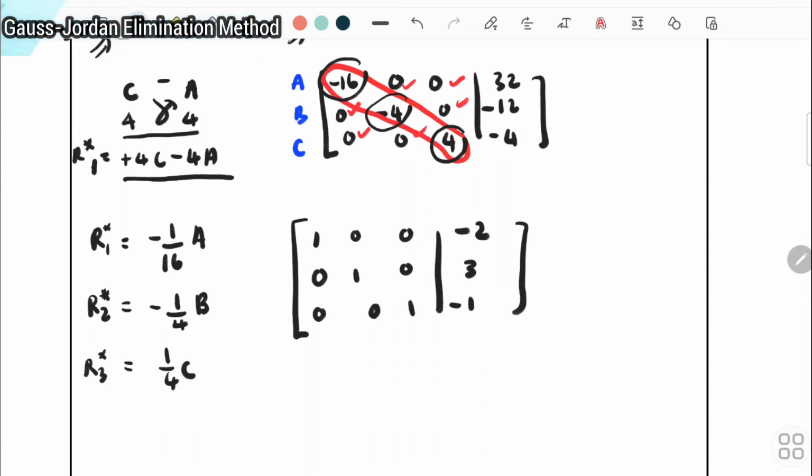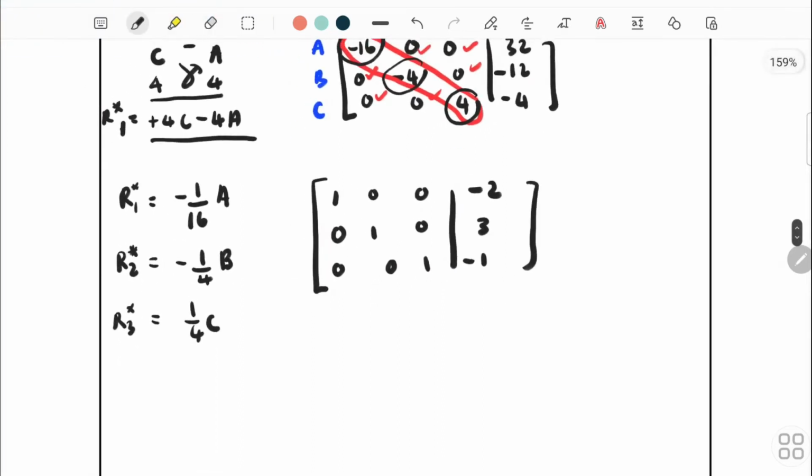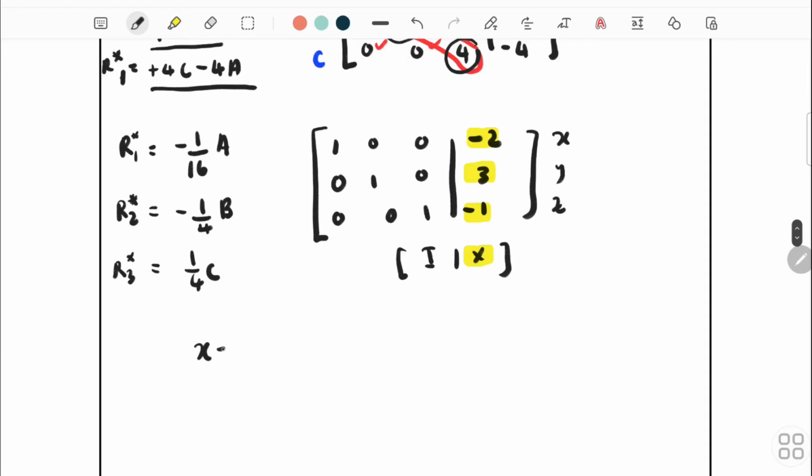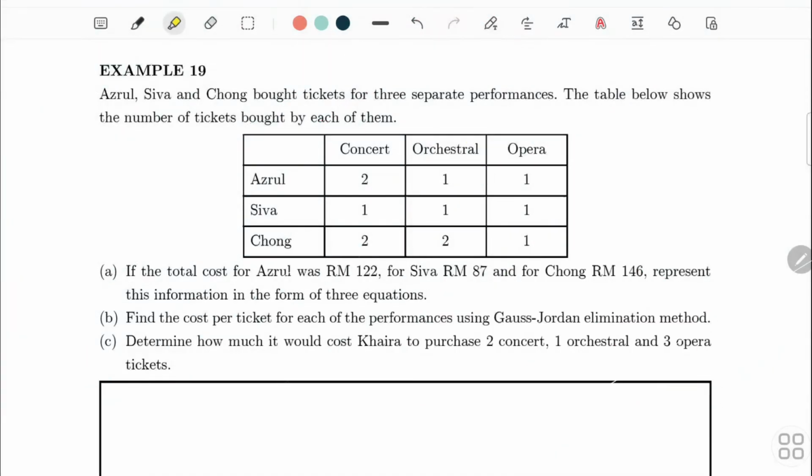So we have done the process of reducing from the augmented matrix A augmented with B to the identity augmented with X. This X is actually our solution, which is X, Y, Z. So just take out the final answer: X equals -2, Y equals 3, Z equals -1. So we've finished solving the system of linear equations by using the Gauss-Jordan elimination method.